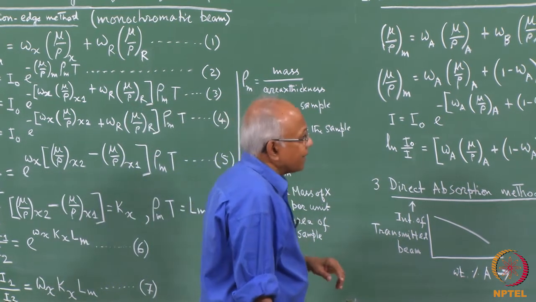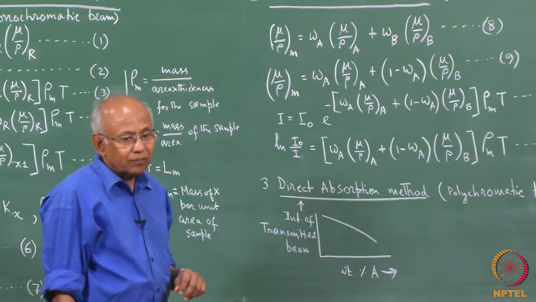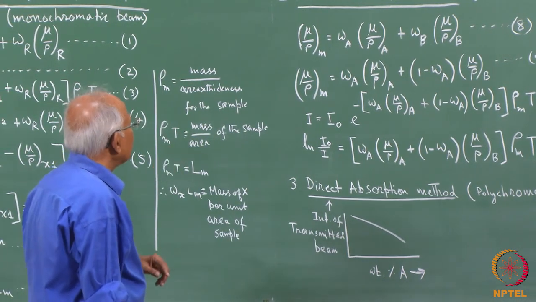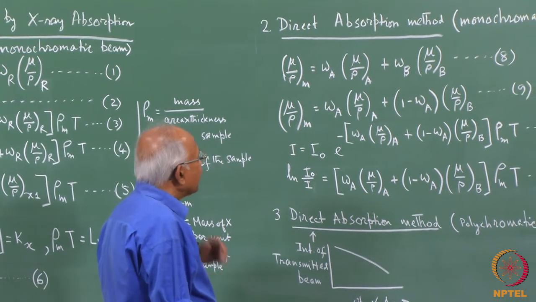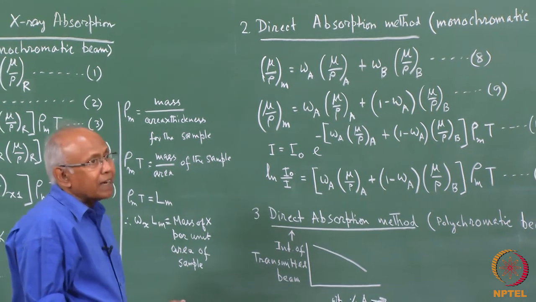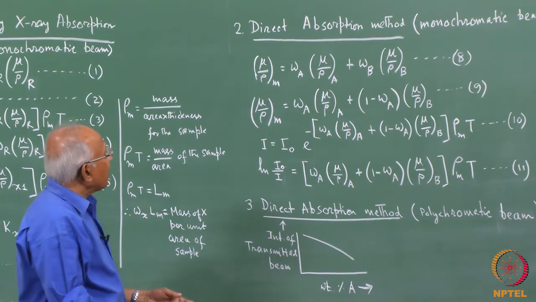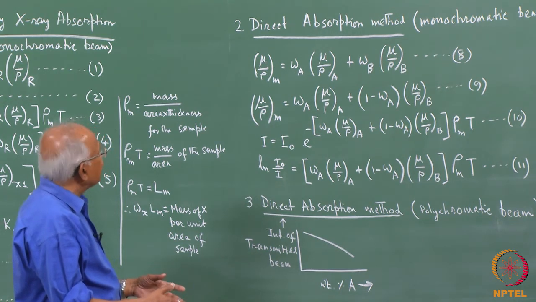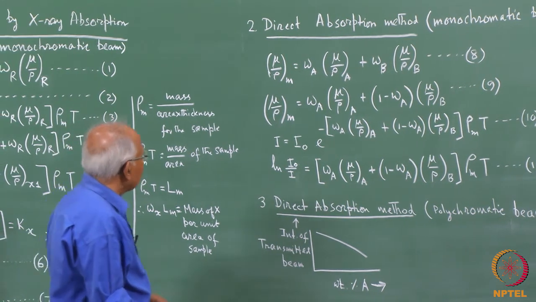Now, the second method based on absorption of X-rays is known as the direct absorption method. Here also we use a monochromatic beam of X-rays. So, here the chemical analysis is done considering the direct absorption. Here we do not look for the absorption edge wavelengths, but we measure and find out the chemical analysis of an element directly from how much of the radiation is absorbed by the sample.